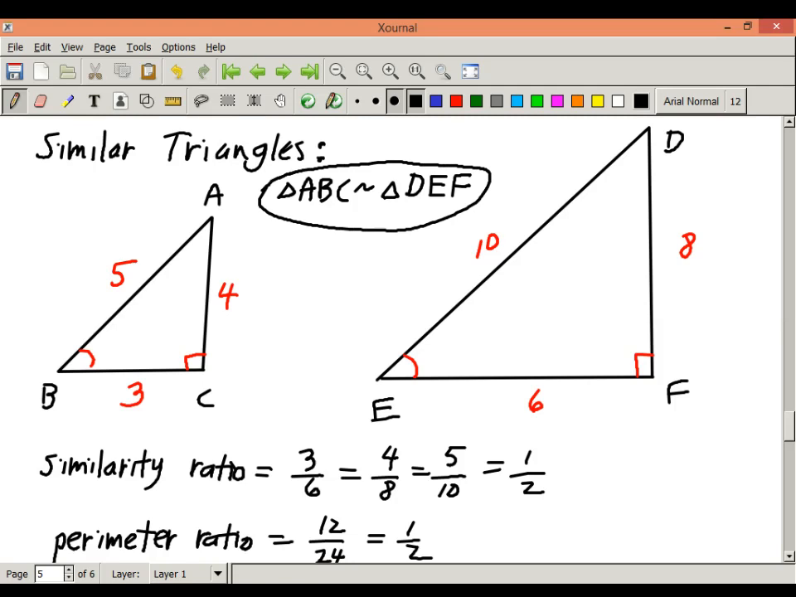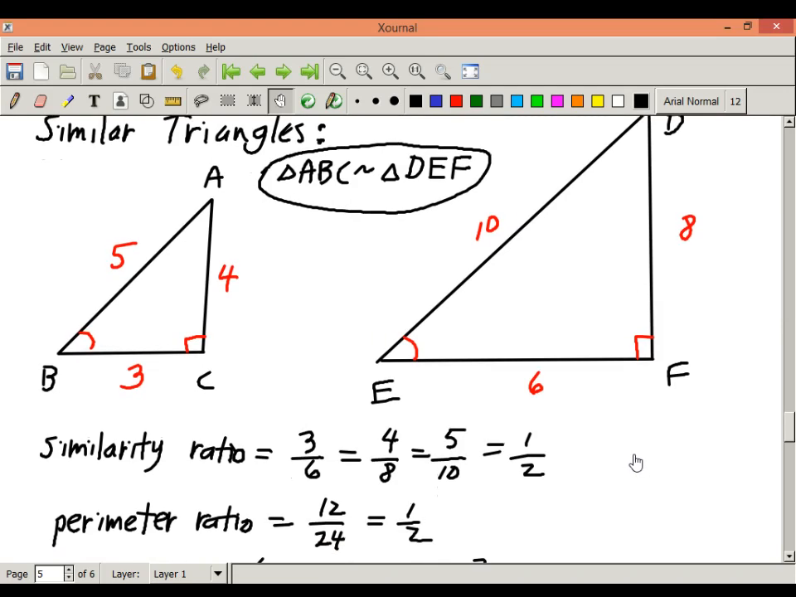And so the similarity ratio you can get from any pair of corresponding sides. So 3/6 are the two bottoms, 4/8 are the two right sides, and 5/10 are the two hypotenuses. But no matter which fraction you look at, they all reduce to 1/2. So the scale factor or similarity ratio of the two figures is 1 to 2.